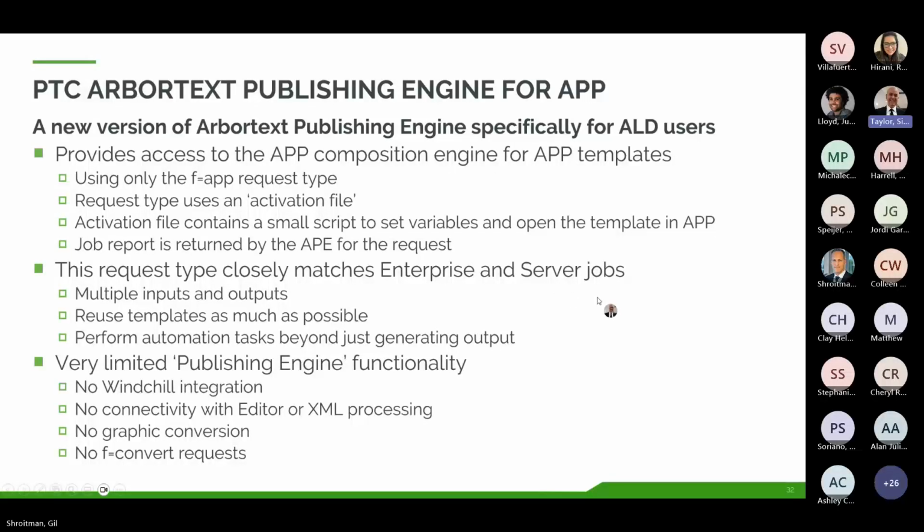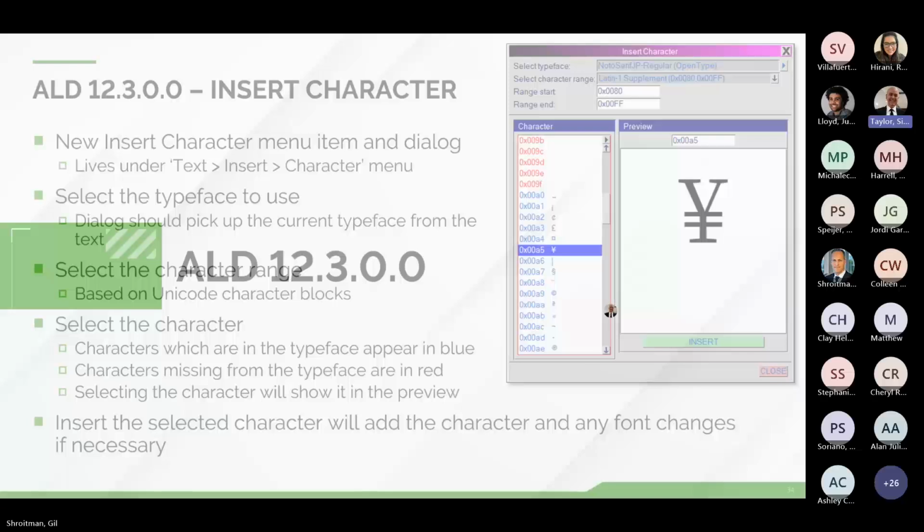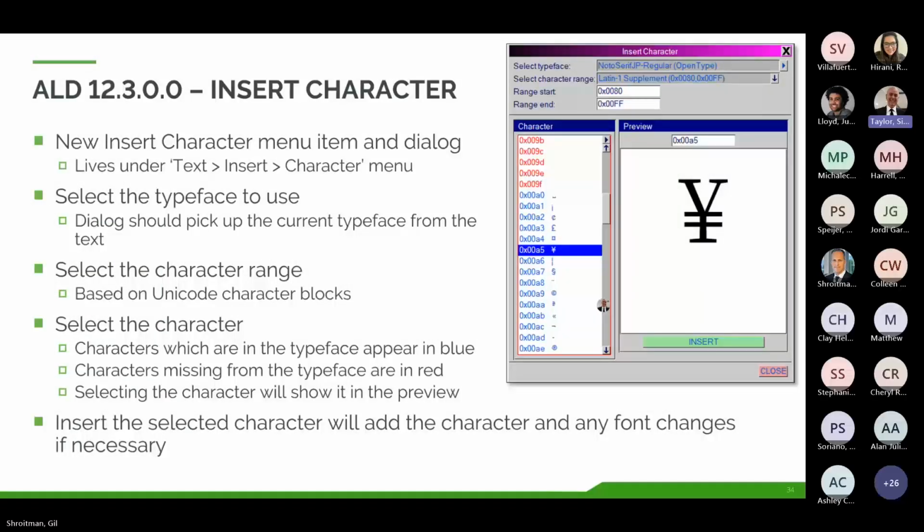So that's that one. Now let's move on to the ALD features for 12.3, which are coming at the same time as the rest of the Arbortext release. So we've done a lot of work on the interface. We do this every release cycle. We update some dialog boxes, add some new ones just to make the product easier to use.